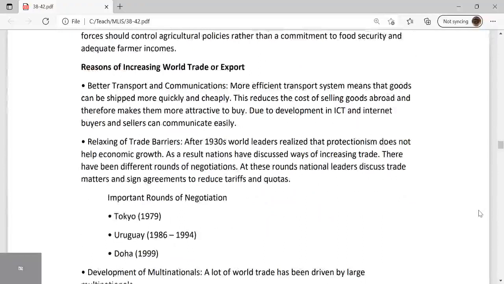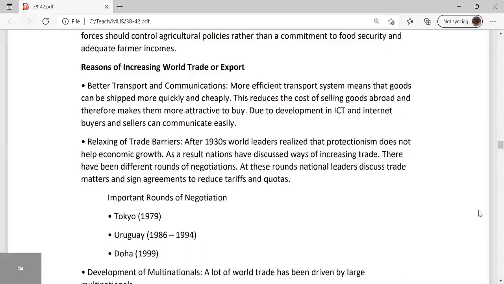Now we'll talk about the reasons for increasing world trade or exports. If you look all around you, world trade is increasing, and one of the main reasons is that export and import and everything is also increasing. In the recent pandemic it decreased a lot, but now, as the situation is getting normal, it's improving again. Now we'll discuss the reasons behind the increase in world trade.